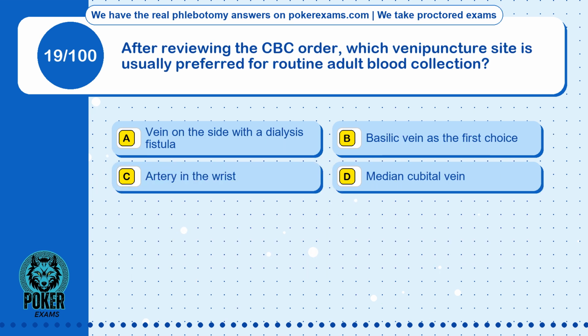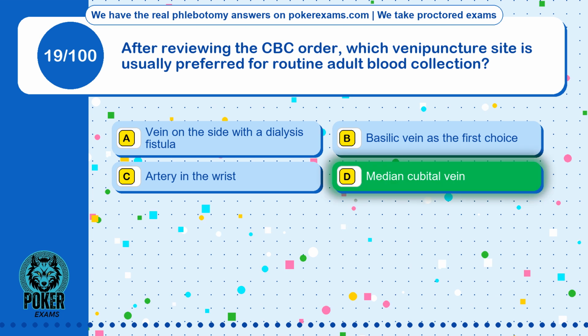Question 19. After reviewing the CBC order, which venipuncture site is usually preferred for routine adult blood collection? Option A, vein on the side with a dialysis fistula. Option B, basilic vein as the first choice. Option C, artery in the wrist. Option D, median cubital vein.